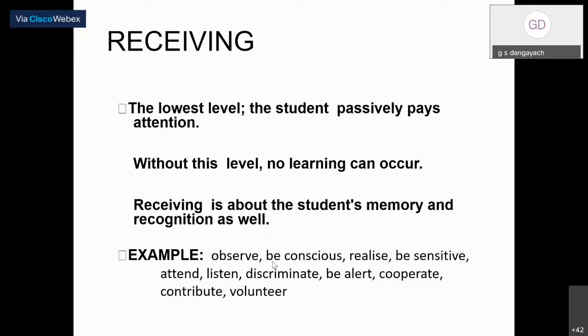We now see in detail: receiving. It is the lowest level of the affective domain. The student passively pays attention. Without this level, no learning can occur. Like you people, I'm speaking and you are receiving. So receiving is about the student's memory and recognition as well. Examples: observe, be conscious, realize, be sensitive, attend, listen, discriminate, be alert, cooperate, contribute, and volunteer.